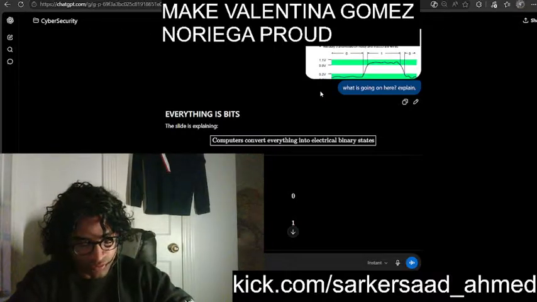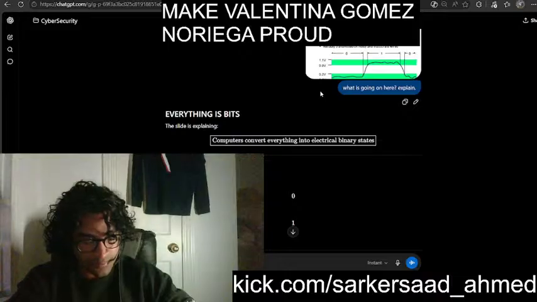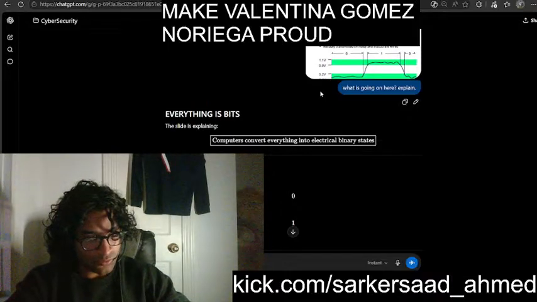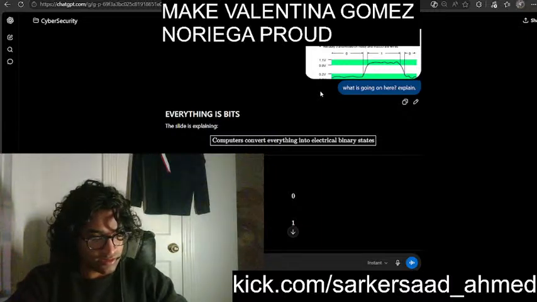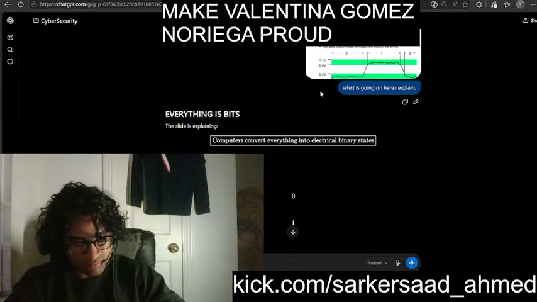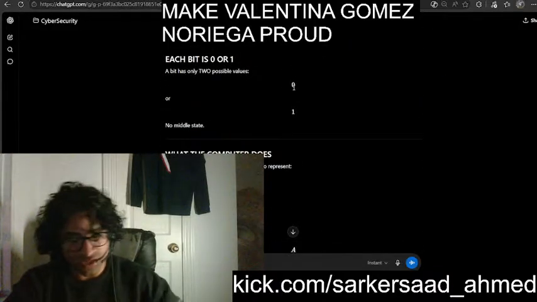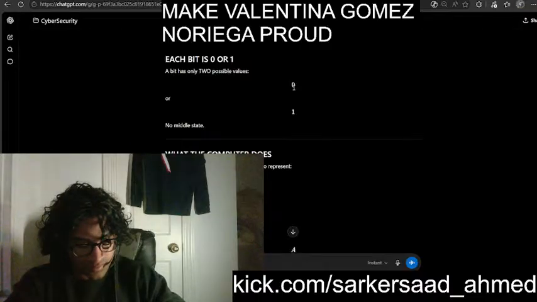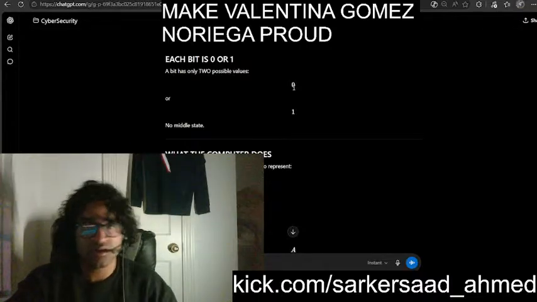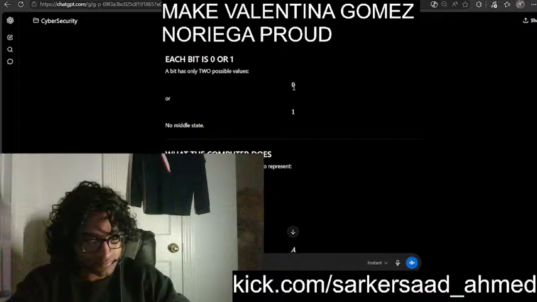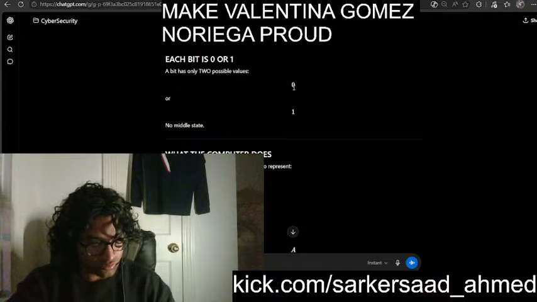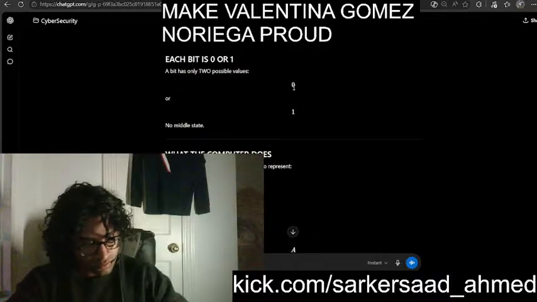So one thing is that the computer converts everything into electrical binary bits. And so each bit will be 0 or 1. So you can have an open port, you can have a closed port.